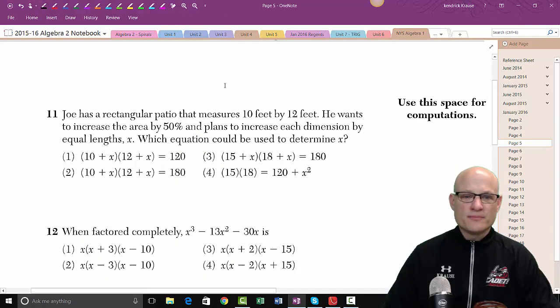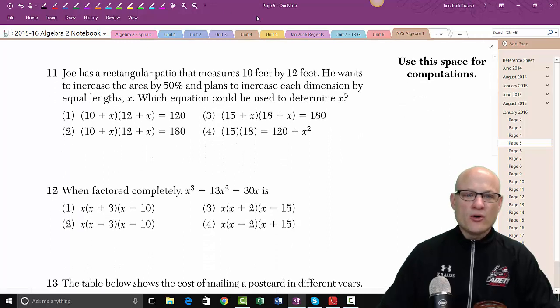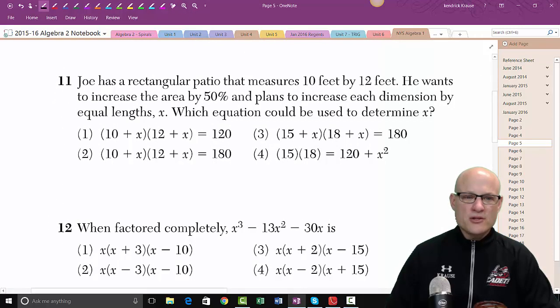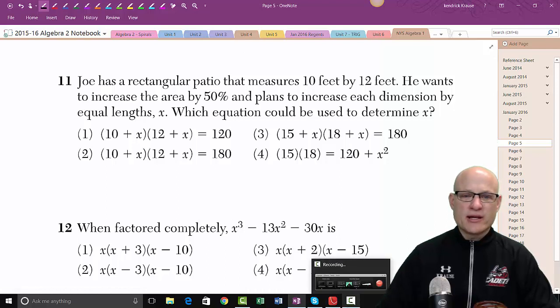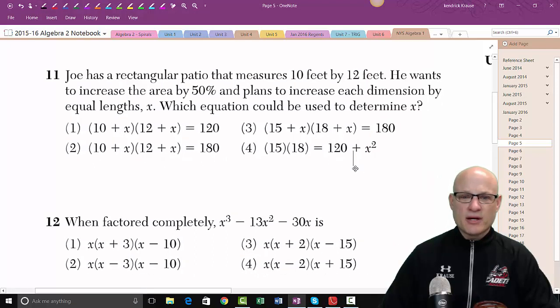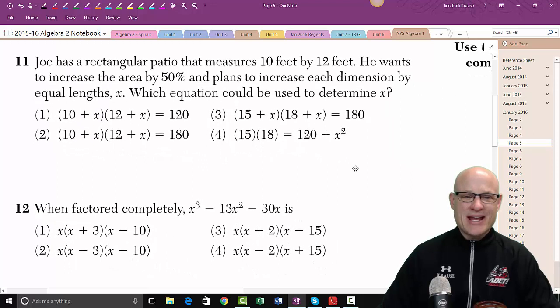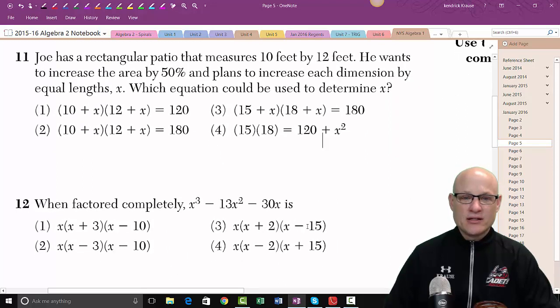Ooh, this is a tough one. Joe has a rectangular patio that measures 10 feet by 12 feet. He wants to increase the area by 50% and plans to do so by adding lengths of equal length to each one. So let's see what the area is right now. The current area is equal to 10 times 12, which is 120.